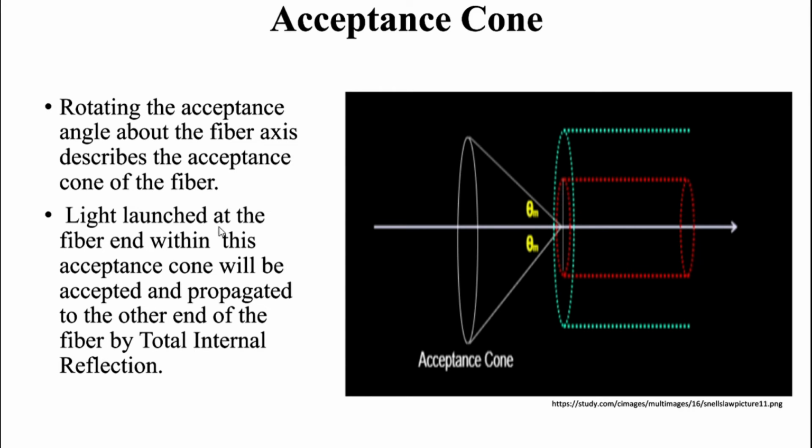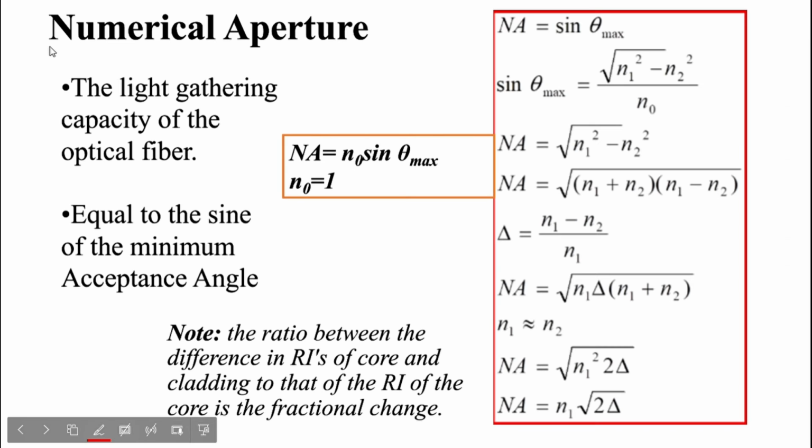Light launched at the fiber end within this acceptance cone will be accepted and propagated to the other end of the fiber by total internal reflection. Now let's talk about the numerical aperture. This is the light gathering capacity of the optical fiber, and this is equal to n0 sine of theta max.